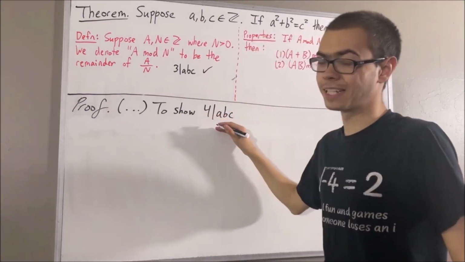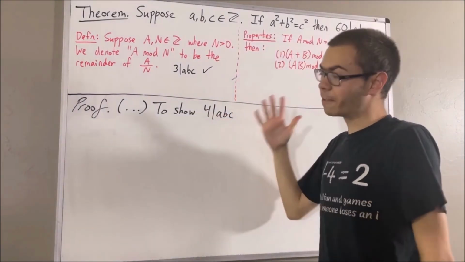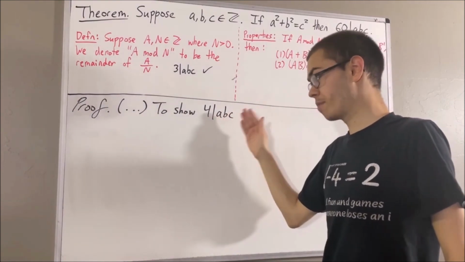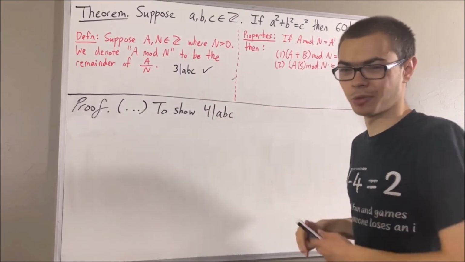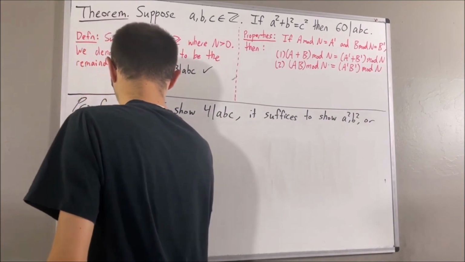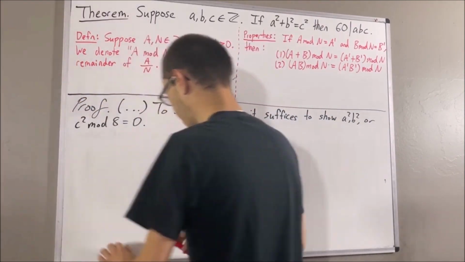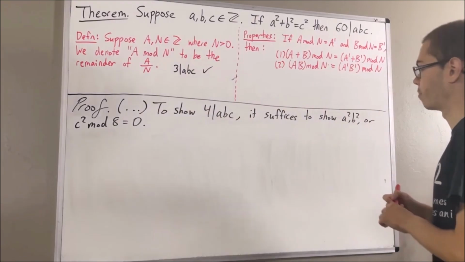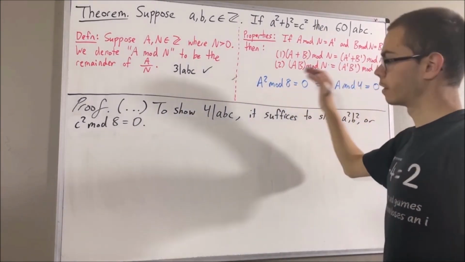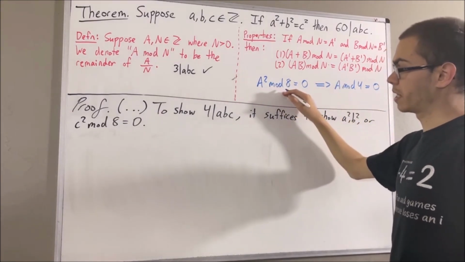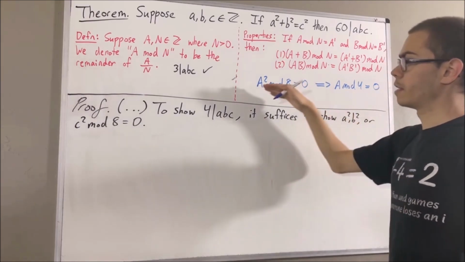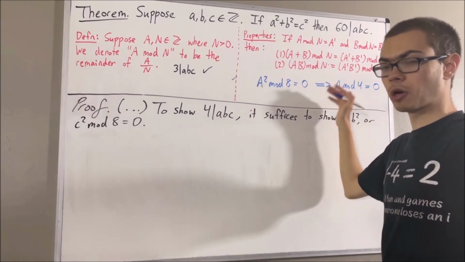Now, to show 4 divides ABC, it suffices to show that a squared mod 8 equals 0, b squared mod 8 equals 0, or c squared mod 8 equals 0. And the reason why has to do with this result regarding modular arithmetic. Given any integer a, if a squared mod 8 equals 0, then a mod 4 equals 0. It turns out any integer squared mod 8 is equal to 0, 1, or 4.